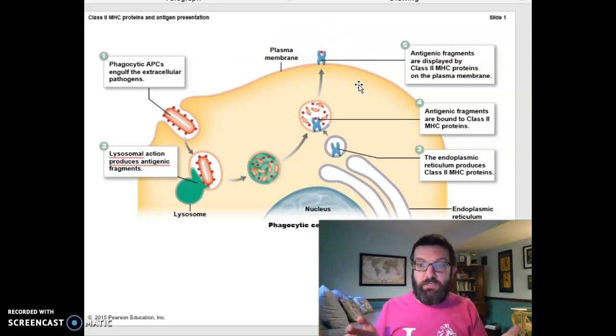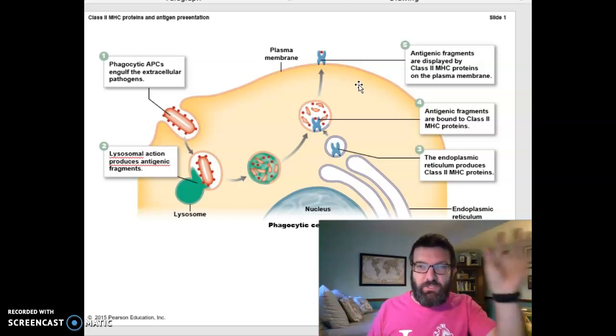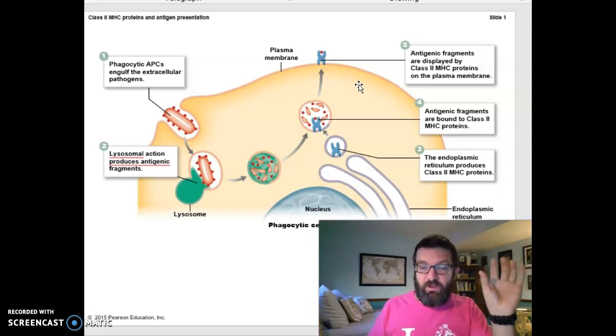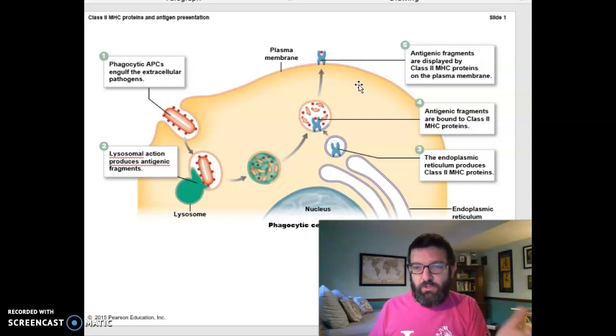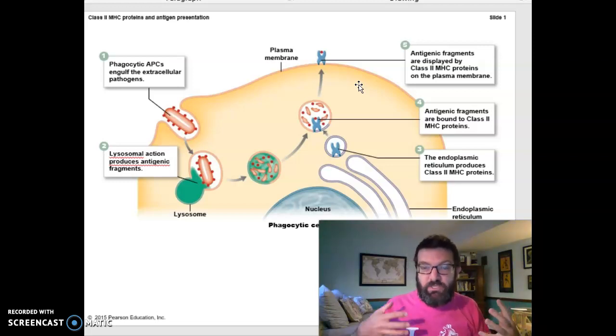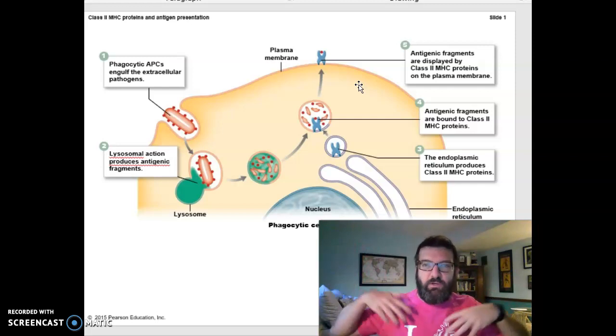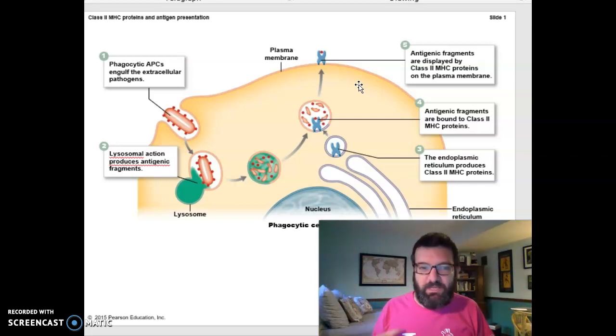And they say, helper T cells, right? You're the generals. You run the immune response show. This is what I've found. This is infecting us. Is this the one you're looking for? Because all helper T cells are looking for a very specific antigen. And if it's not, the helper T cells will move on. But if it is, the helper T cells will set off the alarms, and they will multiply and they will activate other cells.